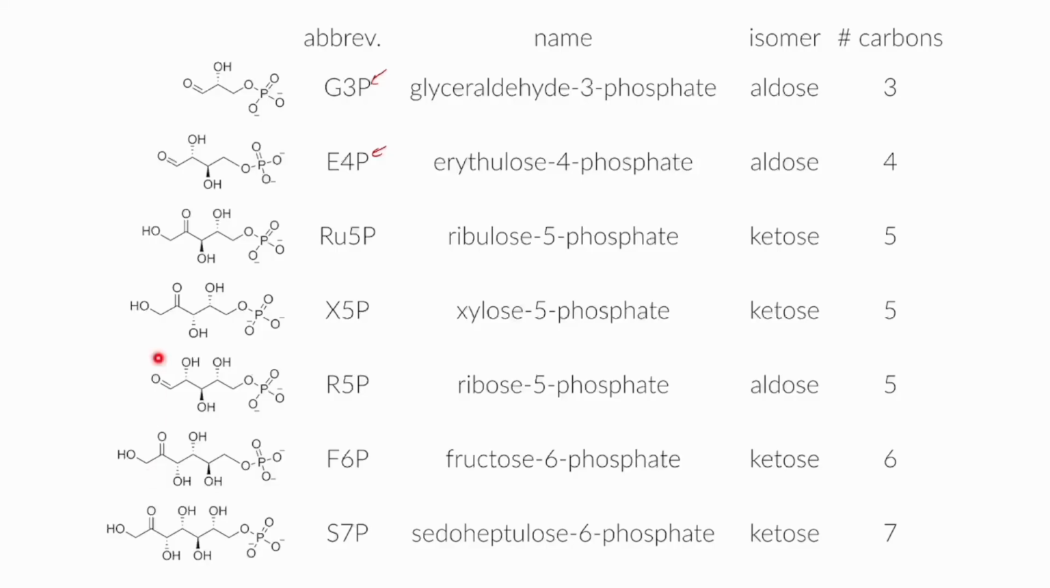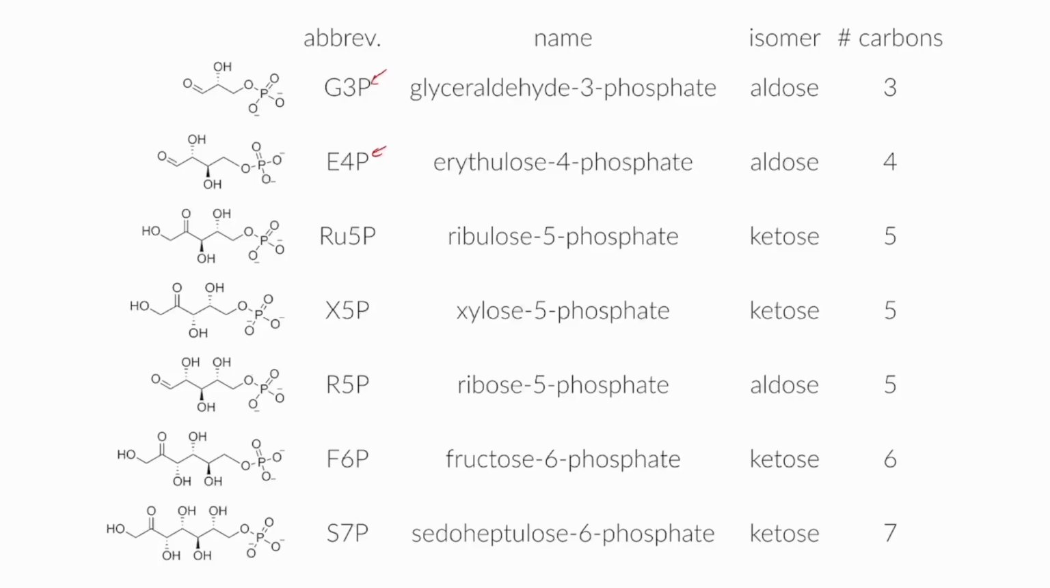And then that, by definition in sugar nomenclature, is the one sugar. That means the phosphate is on the opposite side of the sugar from that, so it's at the highest numbered end. So if we see G3P, that means we have a phosphate at the 3 position of this sugar. Conveniently, that also tells us the number of carbons in each of these, right? So G3P has 3 carbons, E4P has 4 carbons, R5P has 5 carbons, S7P has 7 carbons, for example.